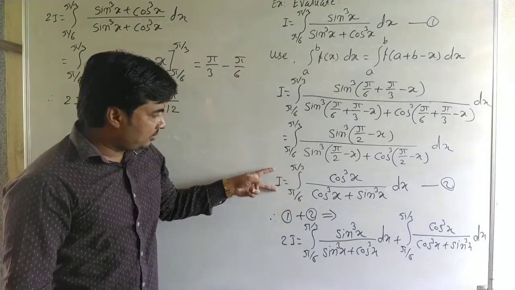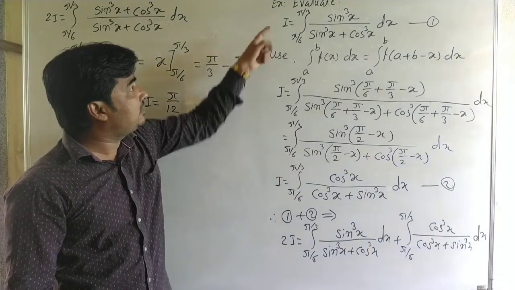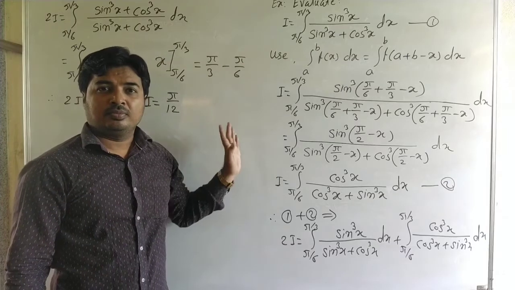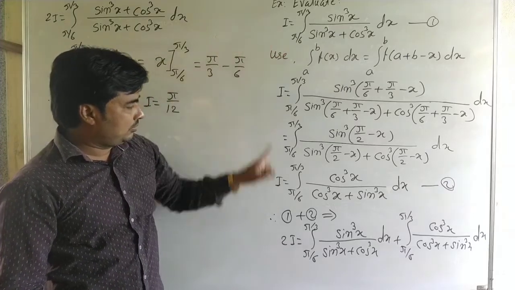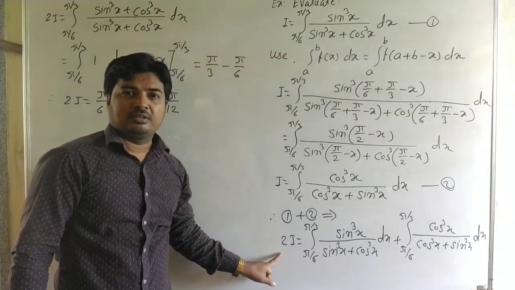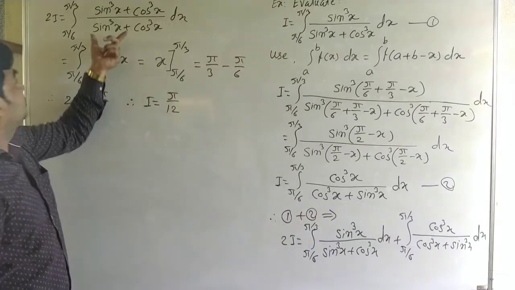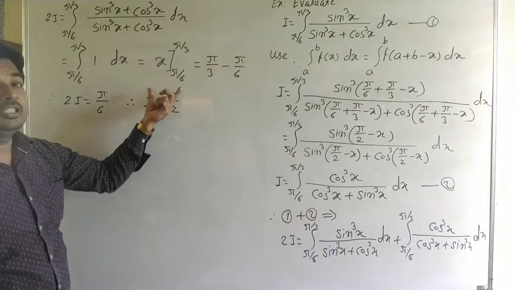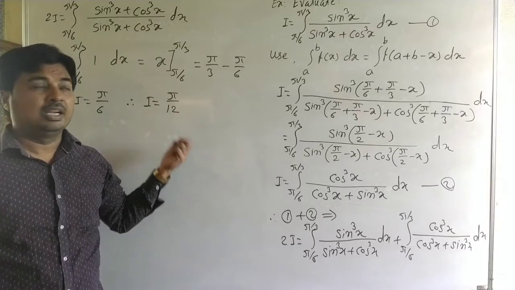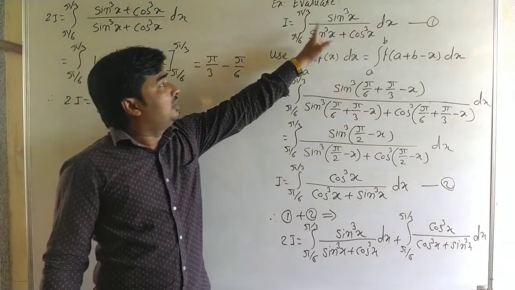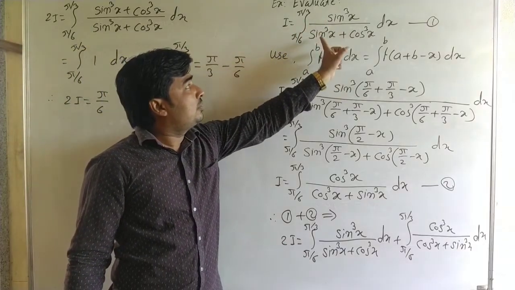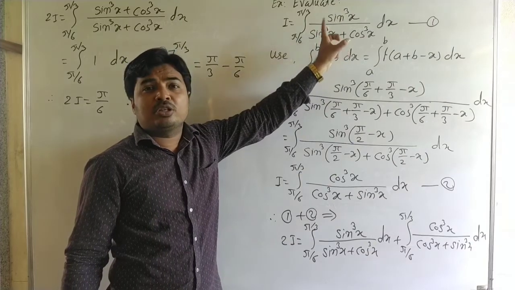And here, after finding this integral, we get the addition of these two integrals. Integral 1 plus integral 2, we get this. And after adding the value of this integral, it is pi by 12. Here, the function is sine cube x upon sine cube x plus cos cube x.